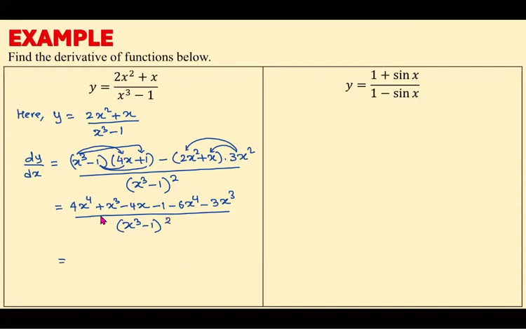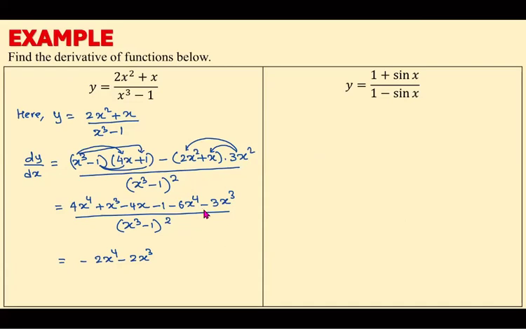Now we can combine the like terms and write our final answer. So we go to the fourth power here. We have negative 6x to the 4 and positive 4x to the 4. So that's like 4 minus 6, which is negative 2. So negative 2x to the 4. After the fourth power, the next one we have is the third power. So we have 1x cubed minus 3x cubed. So it is like 1 minus 3, which is negative 2. So negative 2x cubed.